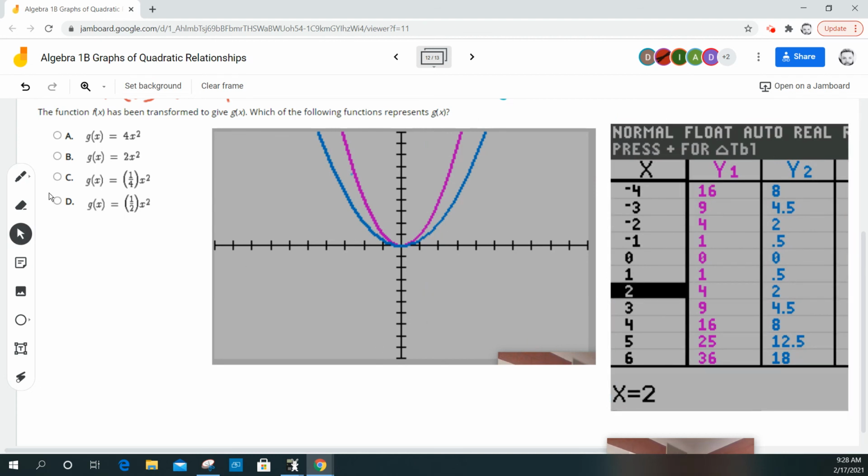So what did I just do? Well, I verified these values. So I said that when x equals 2 on my purple function, y equals 4. So I've got 1, 2, 3, 4 at 2. So this point right here is 2, comma 4. But over here, I've got 2, comma 2. So right here, when x equals 2, my y value equals 2. Okay? That's it.